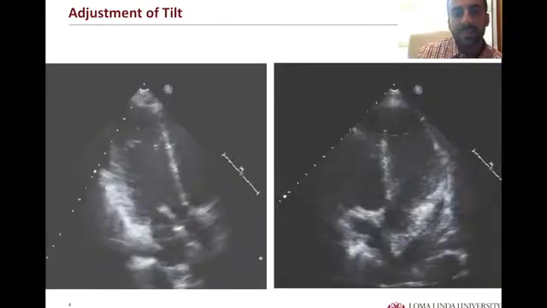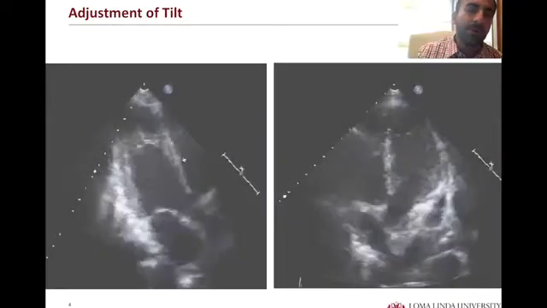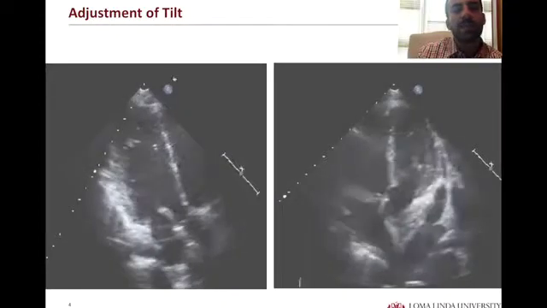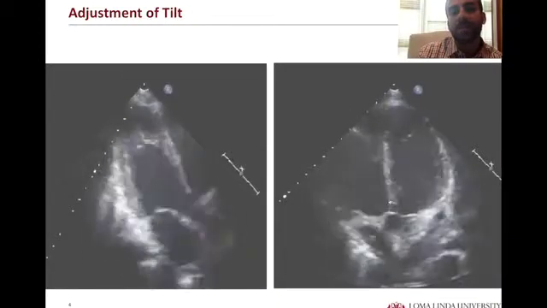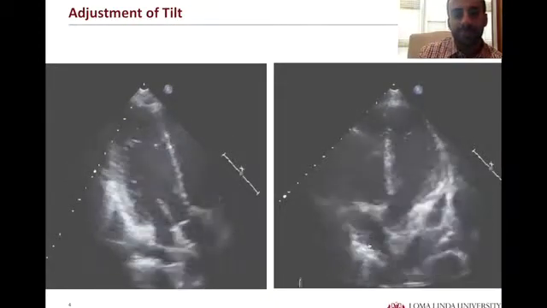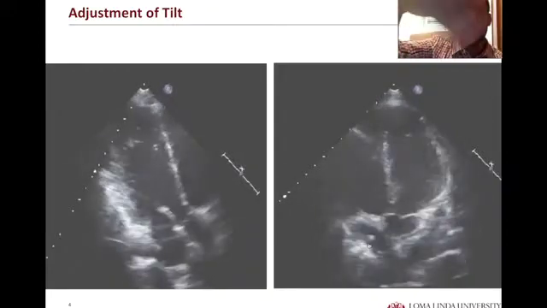Just here on the assessment of how to improve the image. So we see that we have part of our cardiac structures not in view. So simply by adjusting the tilt, we're able to optimize that to see all the cardiac structures. Because again, tilt is along the path of the ultrasound plane.